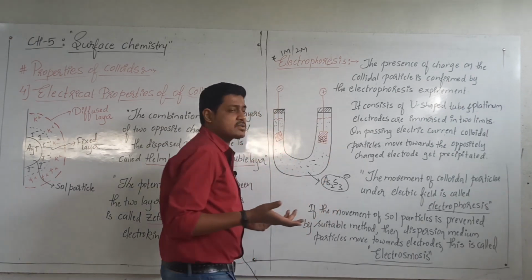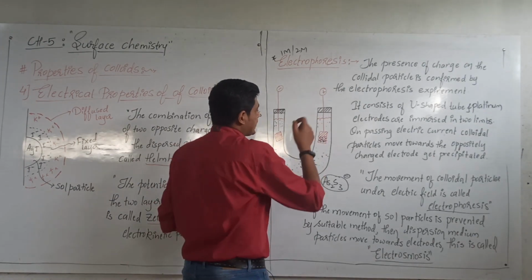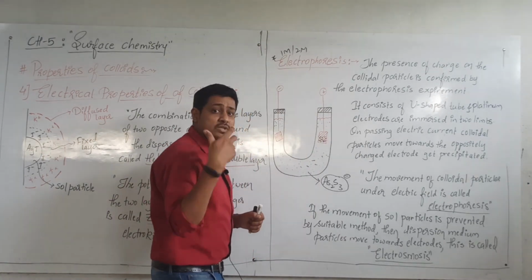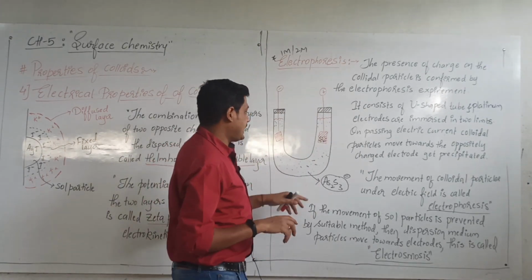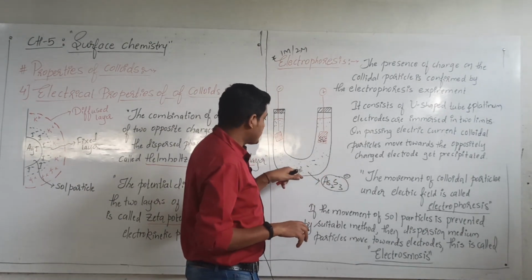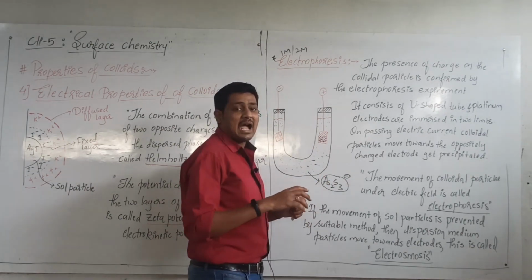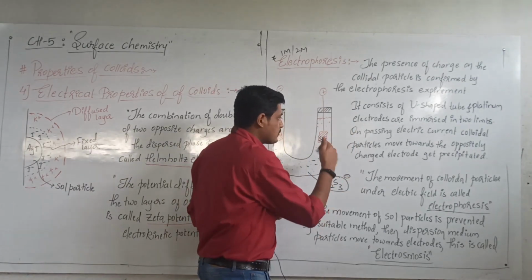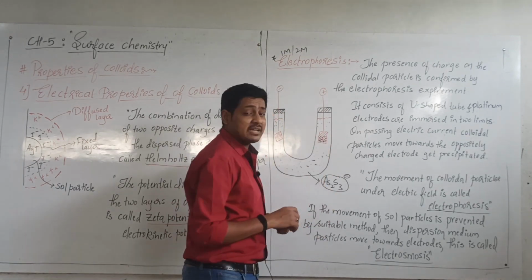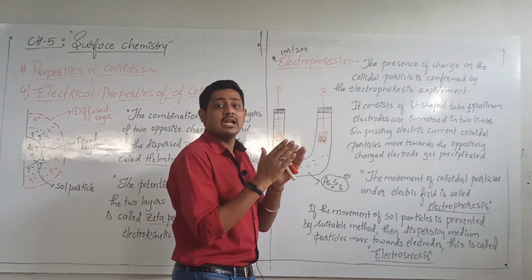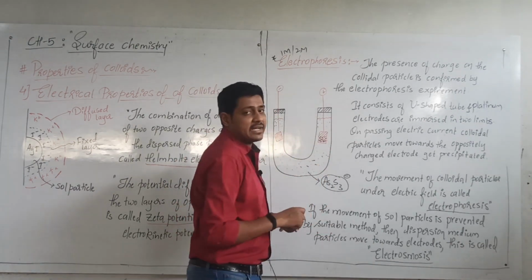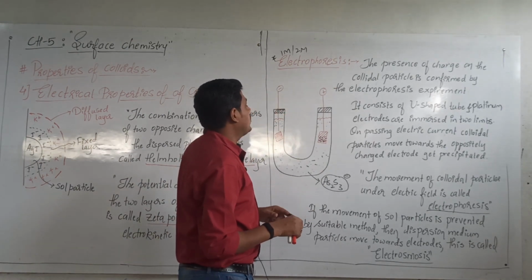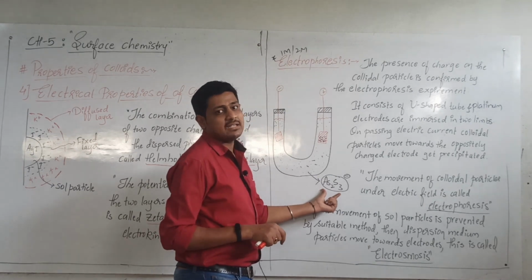Now what happens in electrolysis? We know that when an ion of a certain charge moves towards an electrode, it loses its charge. Here the arsenious sulfide, which is negatively charged, moves towards the electrode and loses its negative charge. Once the negative charge is removed, many other arsenious sulfide particles combine or associate and form a precipitate on the electrode. This is how we prove that colloidal particles carry a certain charge.